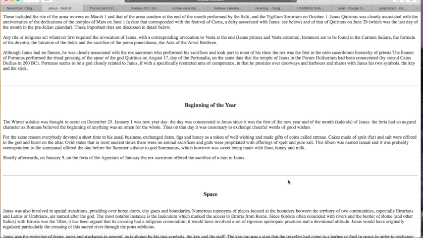All right, so the gods were propitiated with offerings of spelt and pure salt. The libum was named, and it probably corresponded to the summer offering made the day before the summer solstice to the god Janus, which, however, was sweet, being made with flour, honey, and milk.